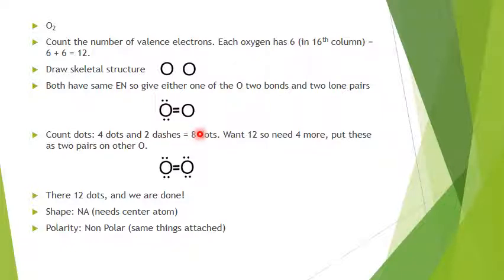Okay. Well, we need 12. So we need 4 more. Well, where do the 4 go? They go on the other atom over here. As this right here. And if you notice, both oxygens have 2 bonds and 2 lone pairs. Okay, what's the shape of this? It does not have a shape, and this is a nonpolar molecule because it has the same thing. You can identify that because it has the same things attached.